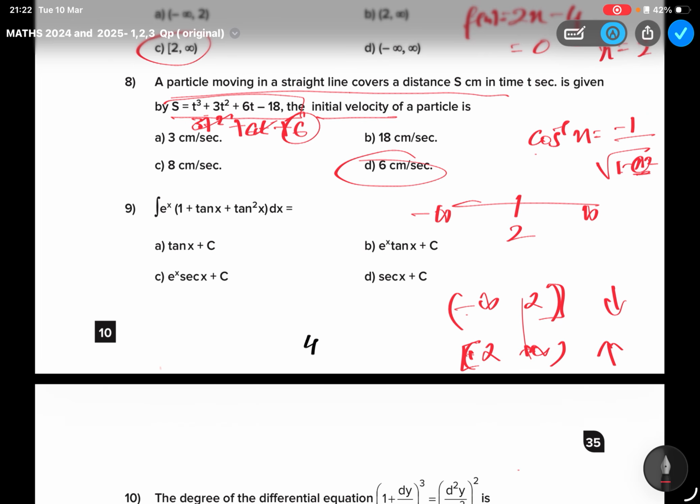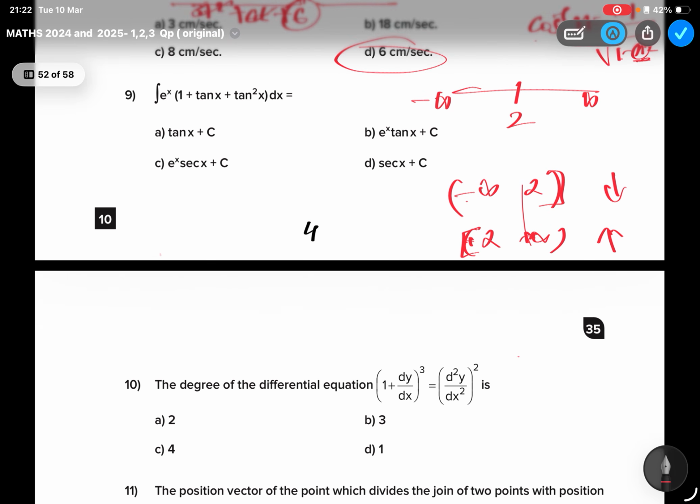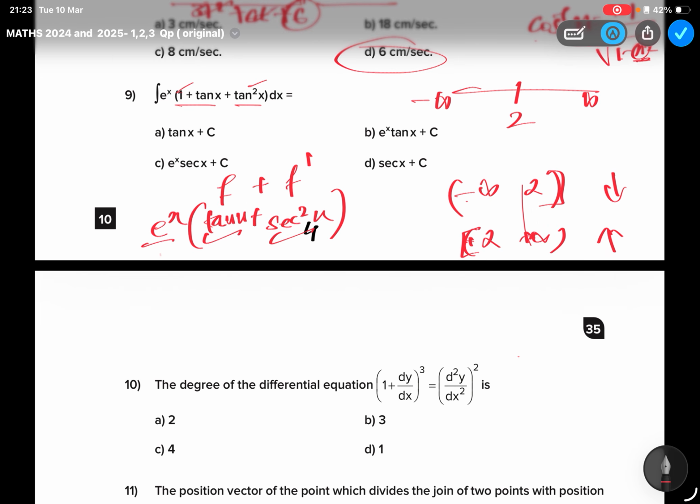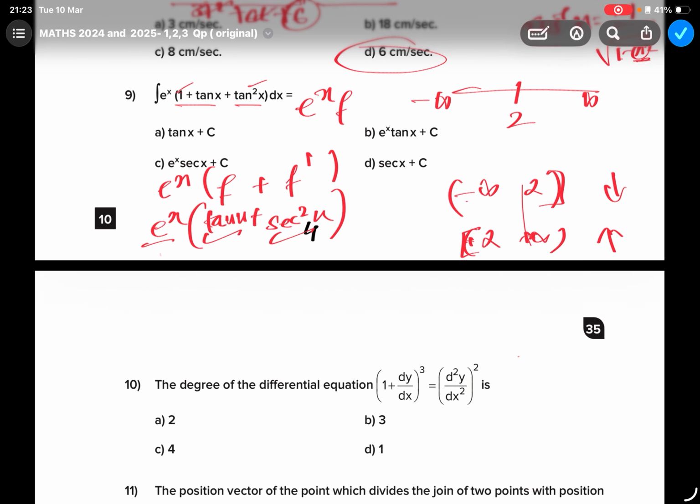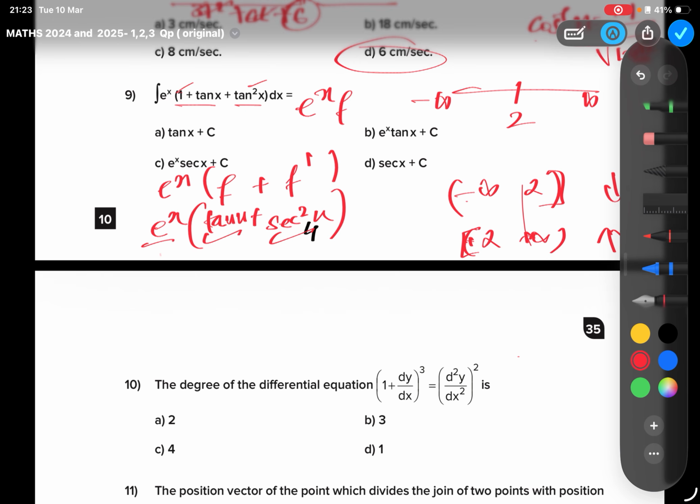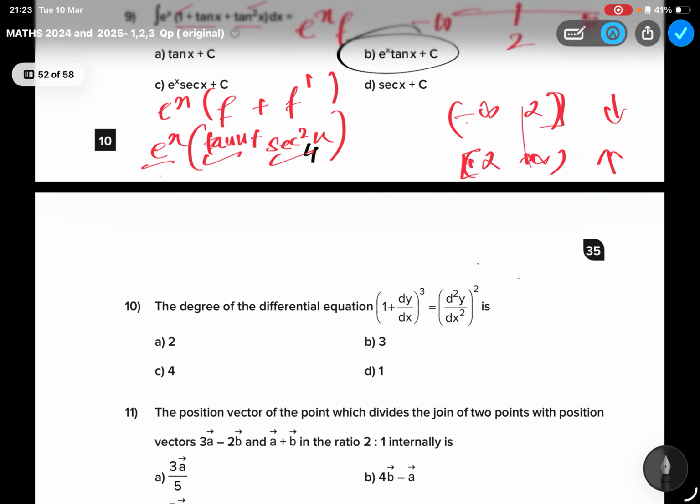Here 1 plus tan x and tan square x, e to the power x. 1 plus tan square x is nothing but secant square x, plus tan x as it is. Tan x ka differentiation hota hai secant square x. Then e to the power x into f plus f dash. So e to the power x into f plus f dash will be e to the power x into f. E to the power x into tan x. The answer will be what? E to the power x into tan x. So now the answer is this one.